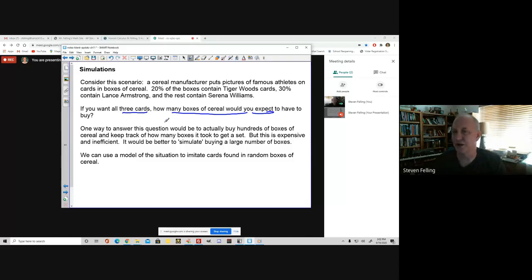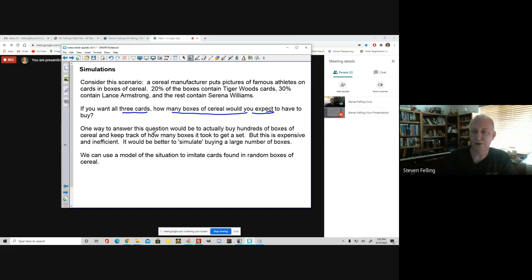Now, that's going to change, right? You might luck out. You might buy the first cereal box and get Tiger Woods, and the second box has Lance Armstrong, and the third one has Serena Williams, and you're done, just 3, right? But you might buy like 5 boxes that all have Serena Williams and have to go all the way to the 13th box before you finally get the Tiger Woods card. And then the 15th box contains the Lance Armstrong card, and it took you 15 boxes this time, right?